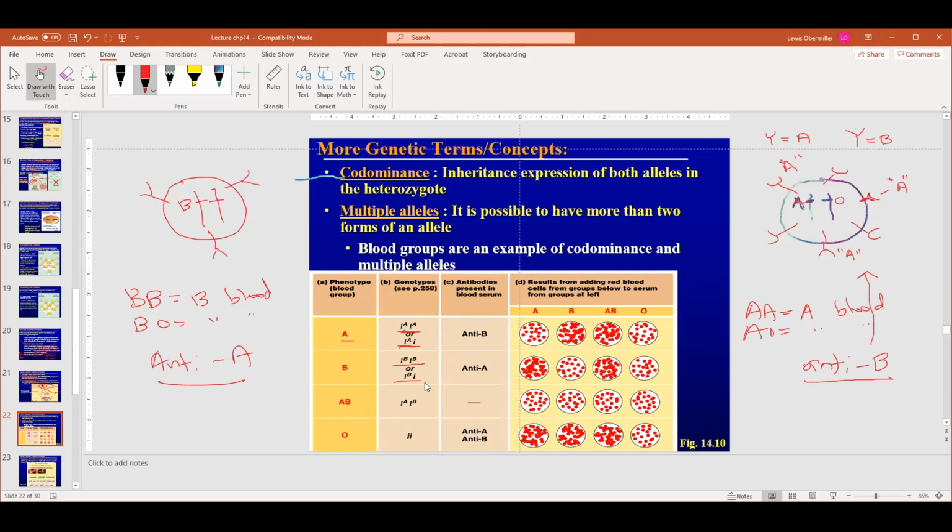So this is B type, and you could be BB or BO, and this is A type, and you could be AA or AO. And then you make anti-B if you're A type, and you make anti-A if you're B type.